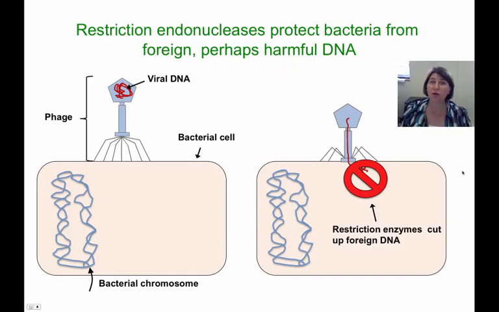Now, those of you who are thinking ahead are probably wondering why these restriction enzymes don't attack the bacterial chromosome itself, the DNA of the bacteria. And there's a good reason for that. Every bacteria which has a restriction enzyme will have modifications in its own DNA so that this restriction enzyme no longer recognises the DNA.